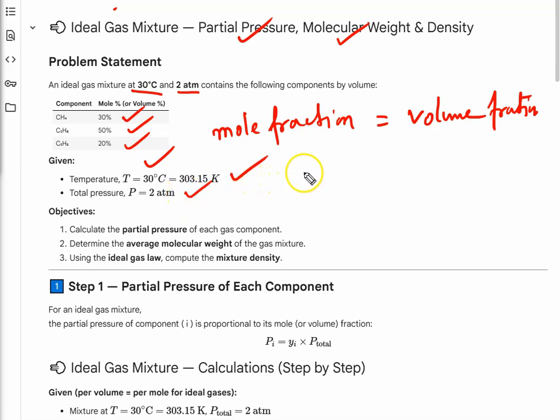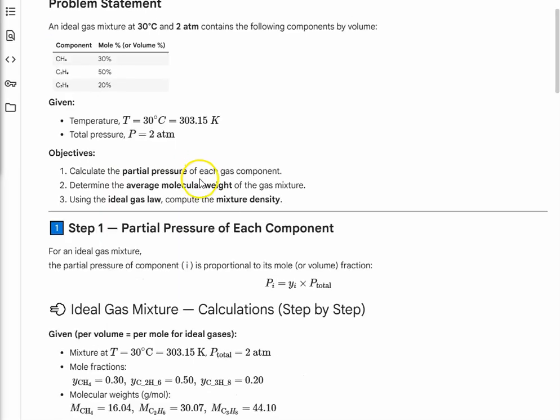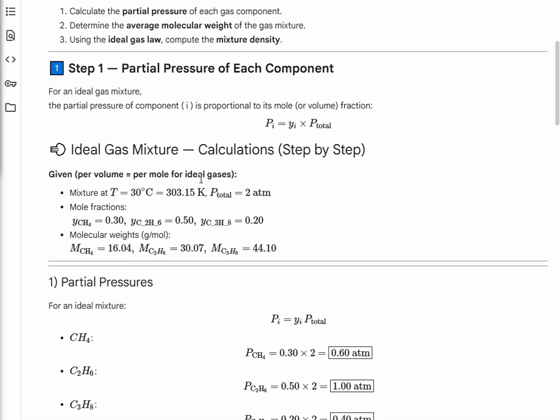Here I'll find three things. One is the partial pressure of each gas component, two the average molecular weight of the gas mixture, and three the mixture density using the ideal gas law. Now step 1, the partial pressure of each component.